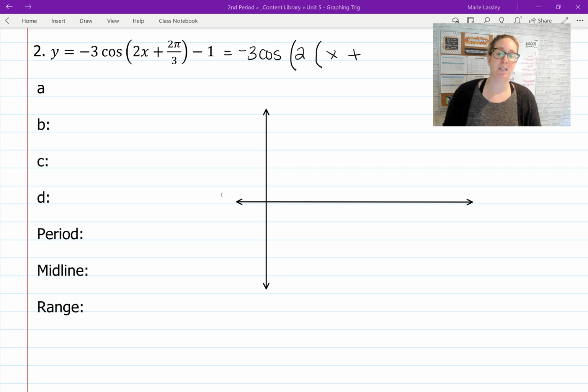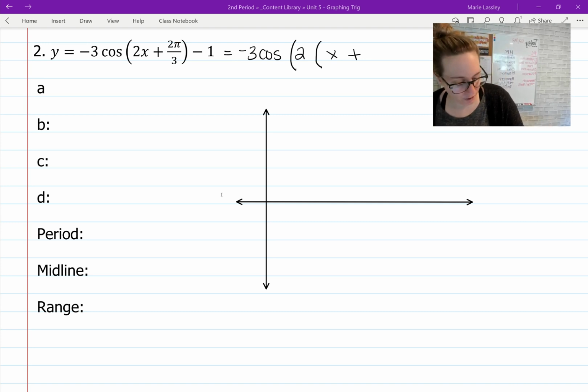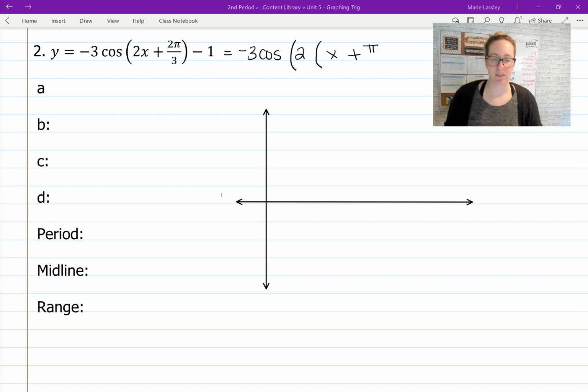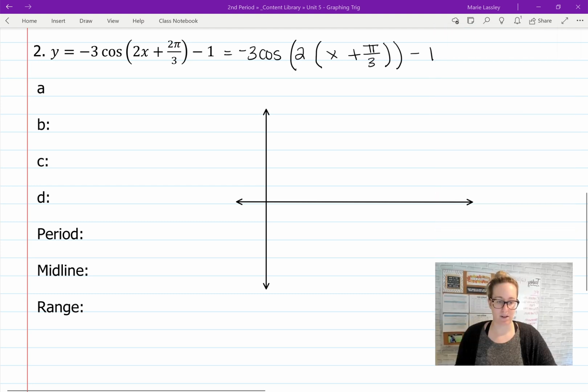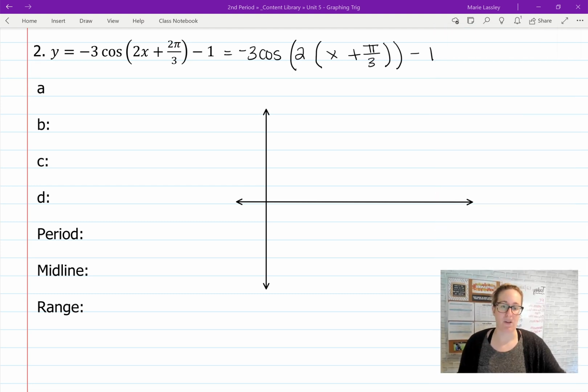You could obviously do this by hand, but if you have a calculator, it does make life a lot simpler. So if I take 2/3 and divide it by 2, that gives me 1/3. So I'm left with pi over 3. And then that -1 on the outside. Here, let me move my, there we go. Okay, so there's our b value pulled out. Now we're going to go through it just like we did before.